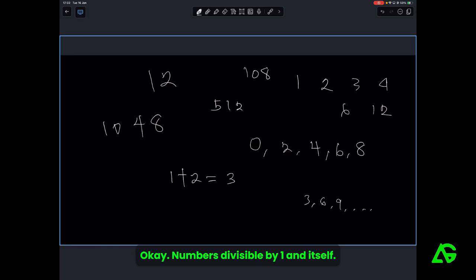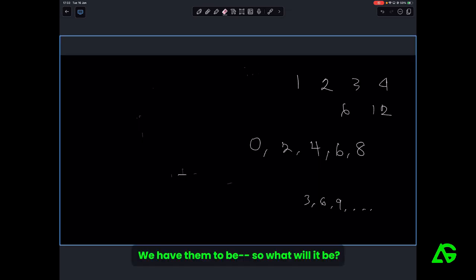A number divisible by 1 and itself, meaning you only have 2 divisors. The two divisors are the number itself and 1. So what examples can we give of such numbers? Examples of prime numbers now. What will they be?